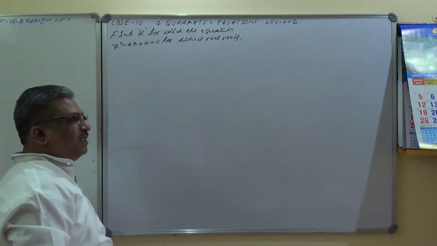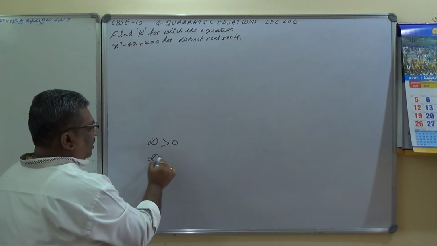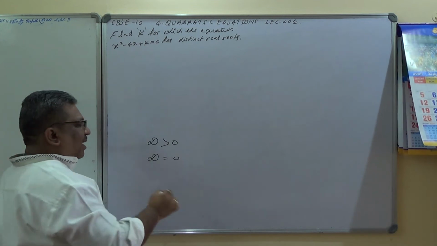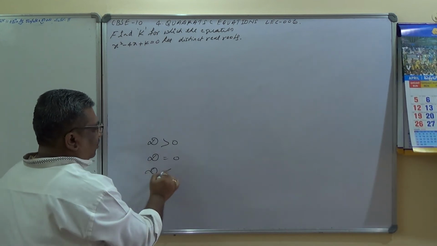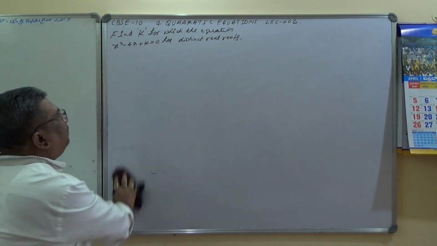What is the condition for distinct real roots? D should be greater than 0. For equal roots, D should be 0. For imaginary roots or no real roots, D should be less than 0. These are the conditions which you should remember.